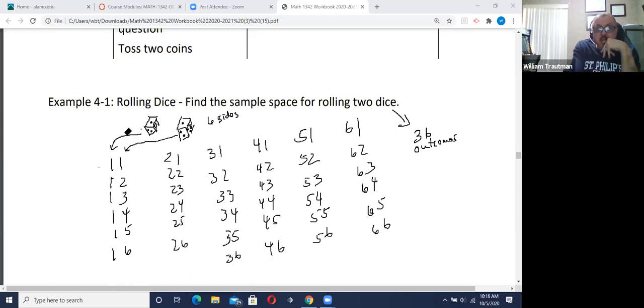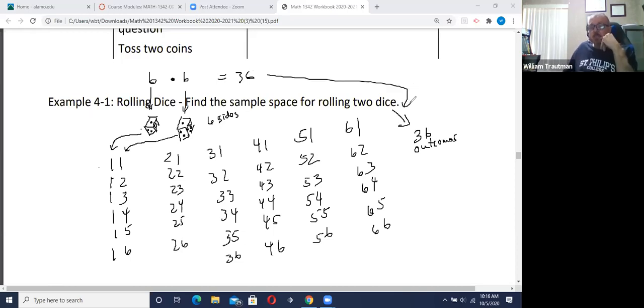Okay? Another way of looking at this, there are 6 outcomes here, and there are 6 outcomes here. If you have 2 dice, you multiply them together, and there are 36 total outcomes. And we're actually going to be using this method of finding the total number of outcomes later on. Stop me if anybody has any questions, because we're going to use these outcomes.